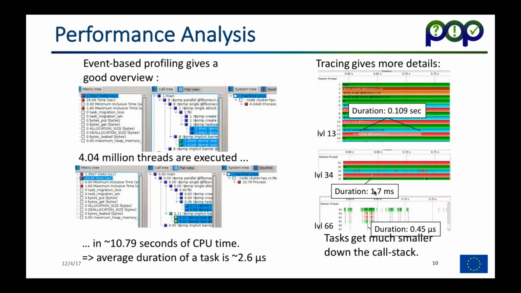If you go down the recursion, as you can imagine, the calls to Fib get a smaller and smaller input. So you have less and less work to do on the lower levels. The tasks get much smaller. On level 34, you are at 1.7 microseconds. And on level 66, which is pretty far down in the recursion, you end up with very, very tiny tasks, less than 1.5 microseconds.